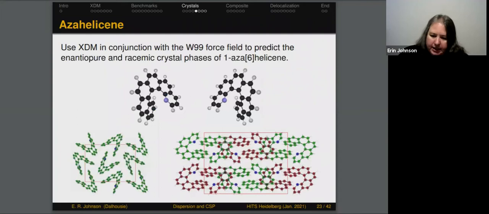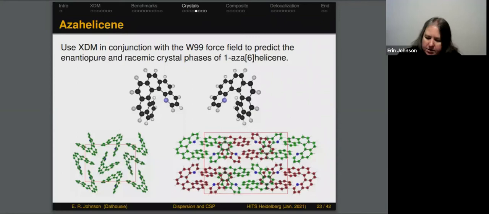Okay, so we now want to start performing crystal structure prediction. So we need to have potential candidate crystal structures generated by some method. Typically one does this with force field methods. So we collaborated with the Kim Jelfs group at Imperial College. And here, they used the W99 force field to predict 50 candidate crystal packings for the 1-aza-6-helicene molecule shown here. This is a chiral molecule, so we can have conglomerate and racemate phases.